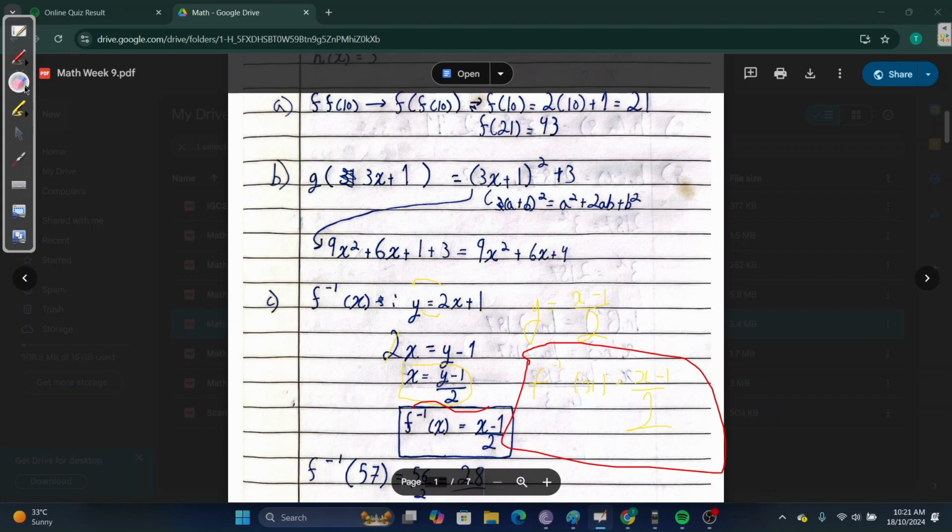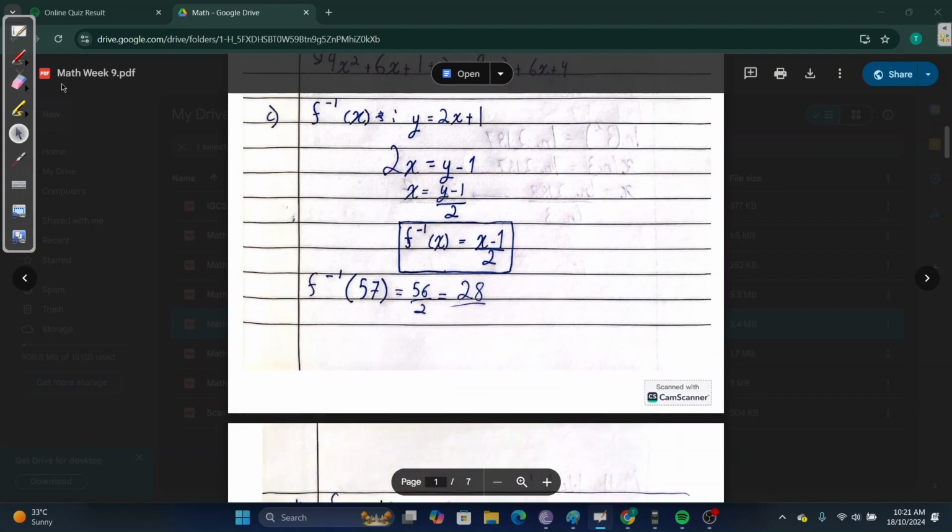Now we substitute 57 into this final function. So f inverse of 57. 57 minus 1 is 56. 56 over 2 is 28, and 28 is your final answer.